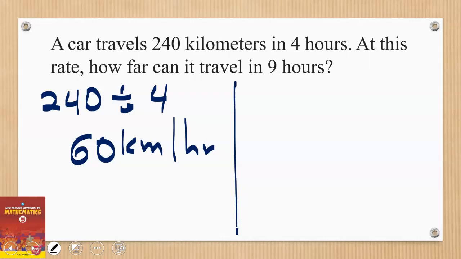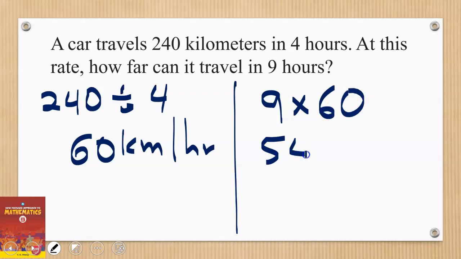Now, I want to know how many kilometers it will travel in 9 hours. So I'll just do 9 times 6, and that will give us 54. So we attach 0, and that is 540 kilometers. And so for 9 hours, the car will travel 540 kilometers.